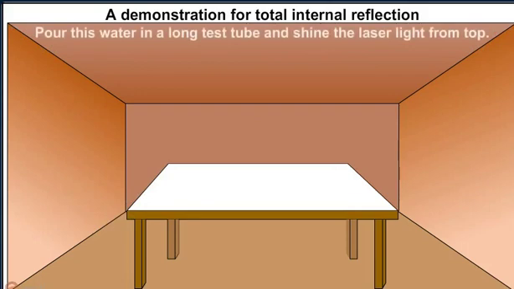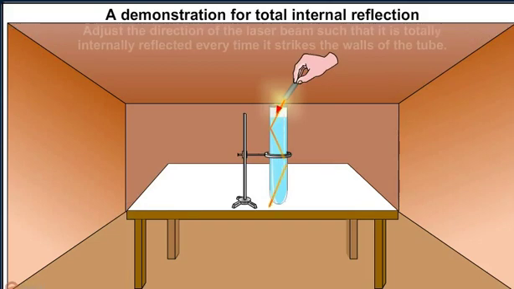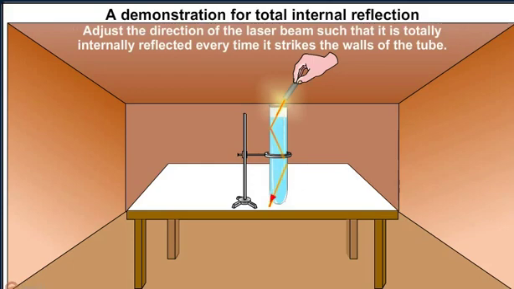Pour this water in a long test tube and shine the laser light from the top. Adjust the direction of the laser beam such that it is totally internally reflected every time it strikes the walls of the tube.